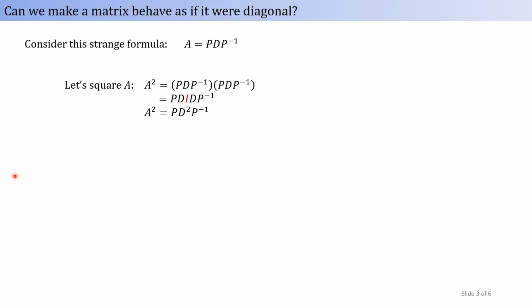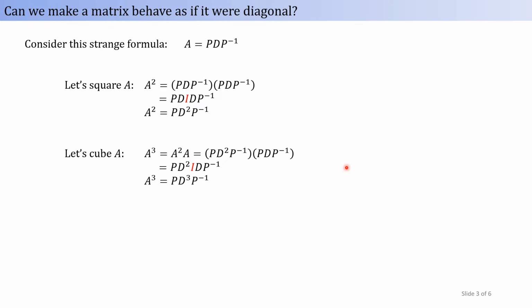What happens if you try to cube it? Cubing it just means A squared times A. So we take our previous result times P D P inverse, and the same thing is going to happen, because you have the P inverse and P right back to back. So they cancel out with the identity matrix, and now you get D cubed. If you're noticing a pattern, basically if you have any matrix that you can write with this formula, when you want to raise it to any power, you get P D to the power that you want times P inverse. So that's kind of promising.